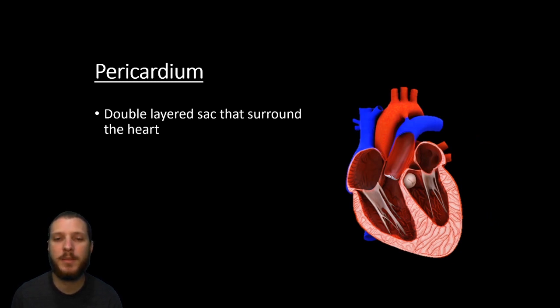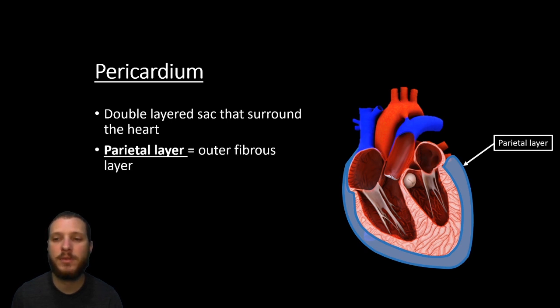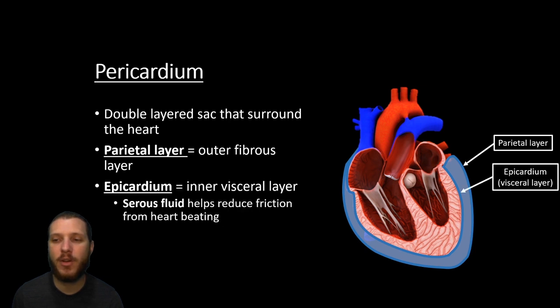So then looking at the anatomy, surrounding the heart, we're going to have a double layer sac called the pericardium. So here in blue is our pericardium. And there's going to be different layers to it. As we look at more organs, we'll see these terms parietal and visceral. A parietal layer is going to be the outside fibrous layer here. And then there's going to be a second layer called the epicardium, or the visceral layer, that's on the inside, touching the muscle of the heart.